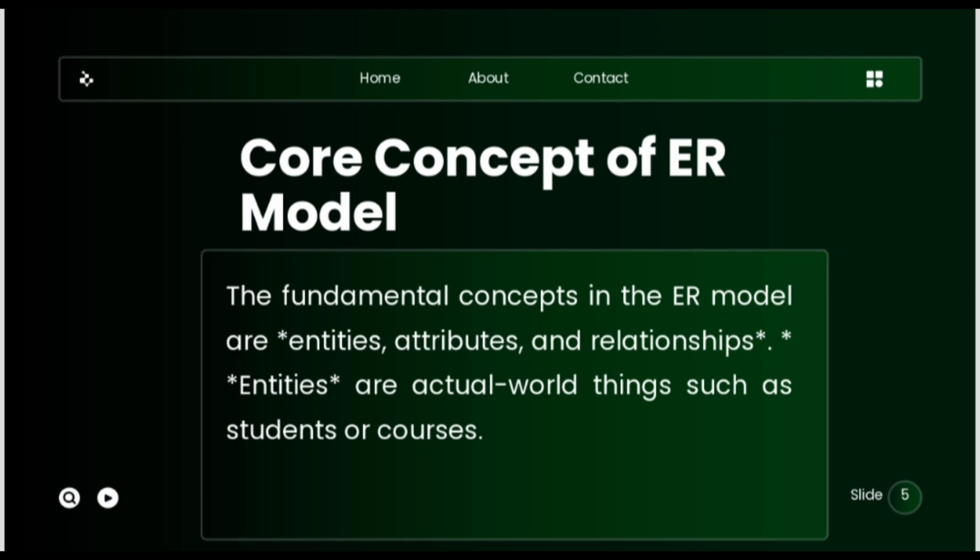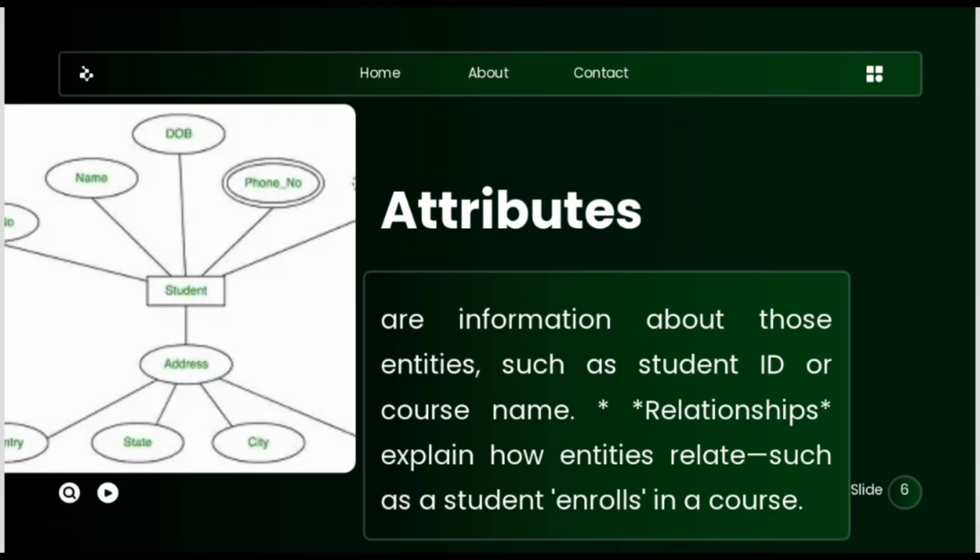Entities are real-world things such as a student or courses. Attributes are information about those entities, such as student ID or course name. Relationships explain how entities relate, such as a student enrolls in a course.